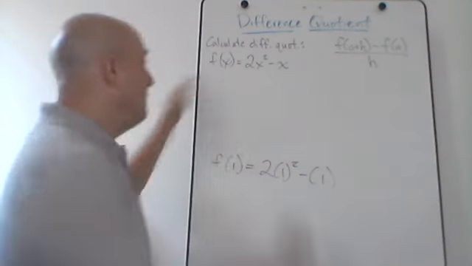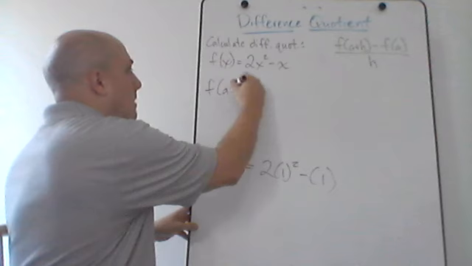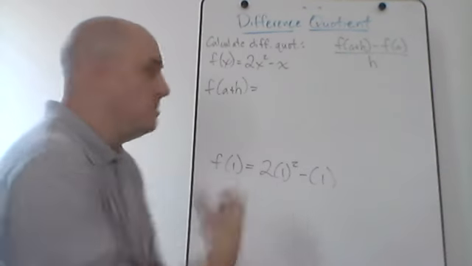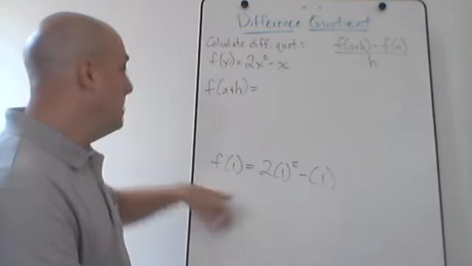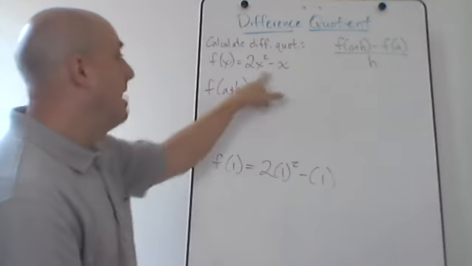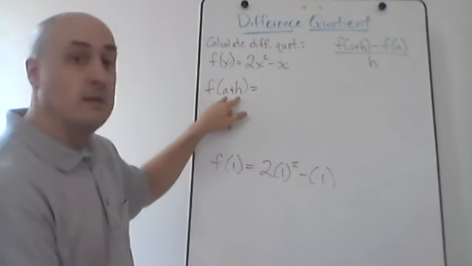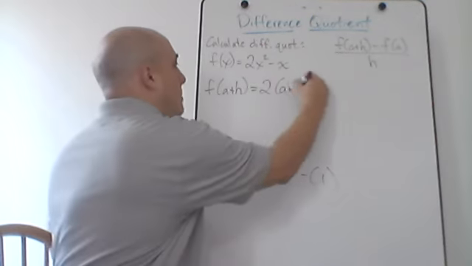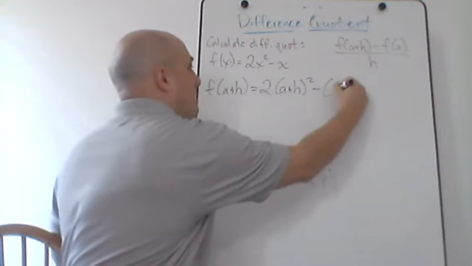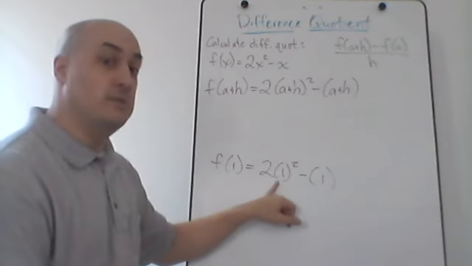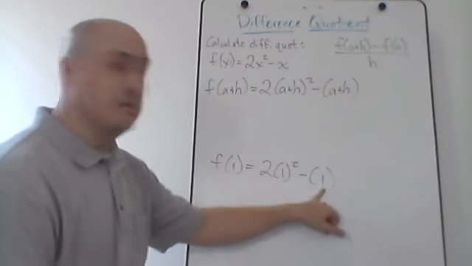All right, so to do f of a plus h, which is that first part of my difference quotient, and like I said, sometimes the most difficult part for students to grasp, what I do is, just like what I did here, everywhere there's an x, I put a 1. Up here, everywhere there's an x, I'm putting a plus h. So it's 2 parentheses a plus h squared minus parentheses a plus h. Just like down here, it was 2 parentheses 1 squared minus parentheses 1.